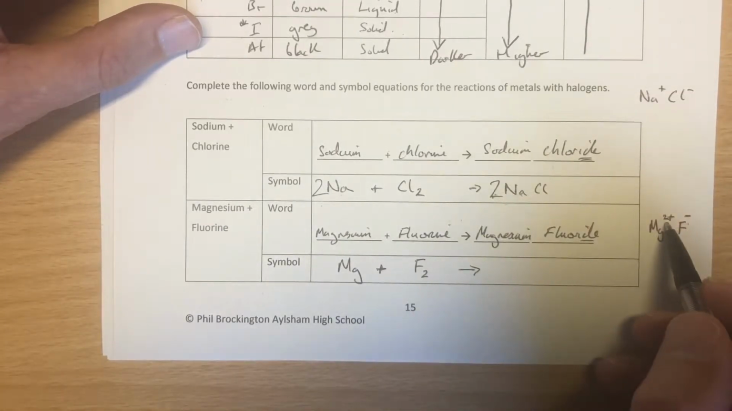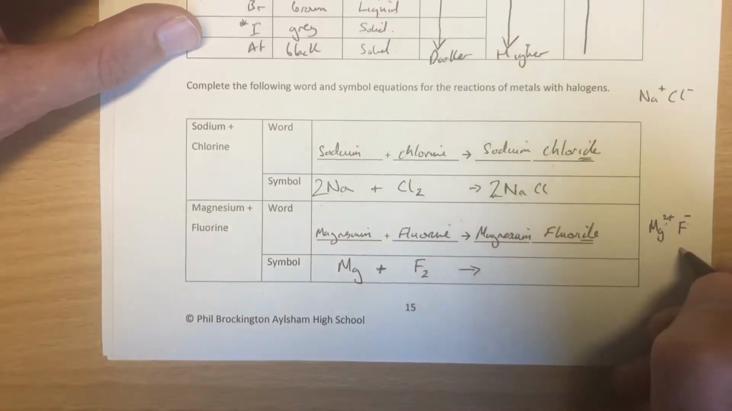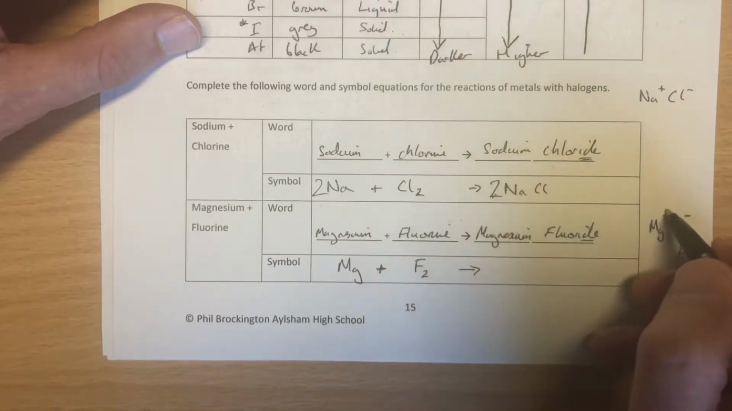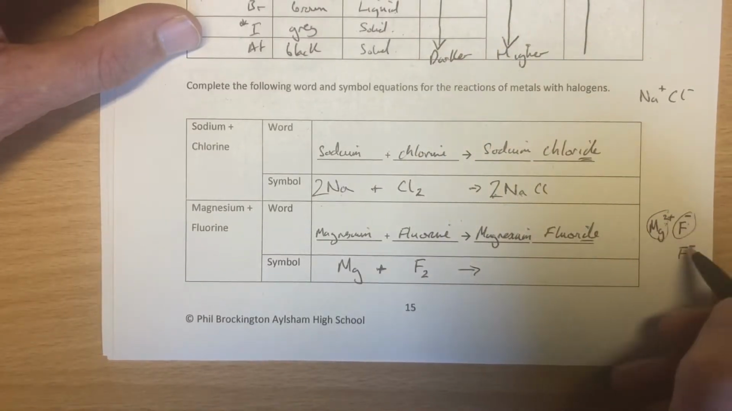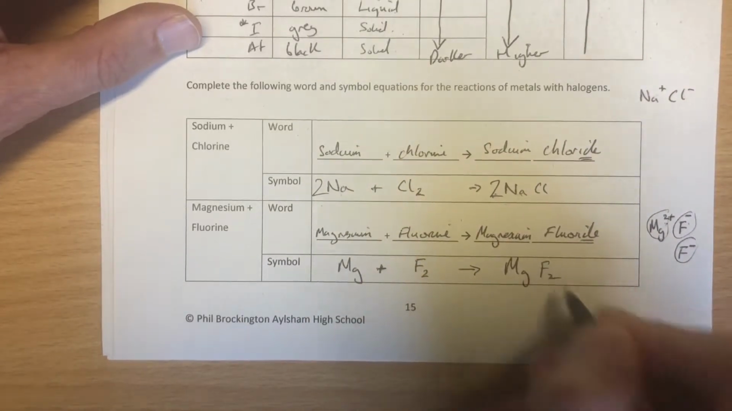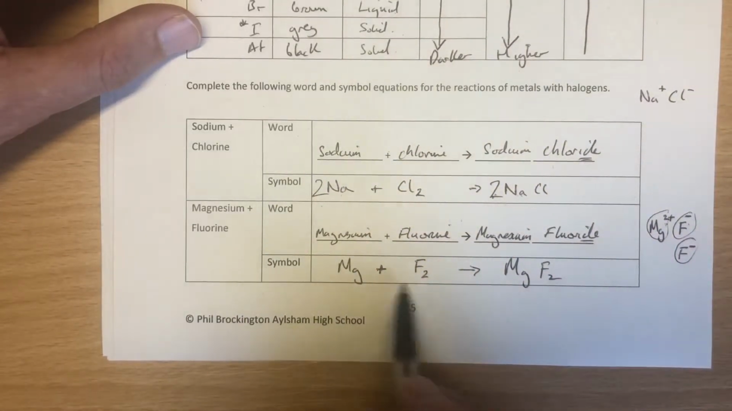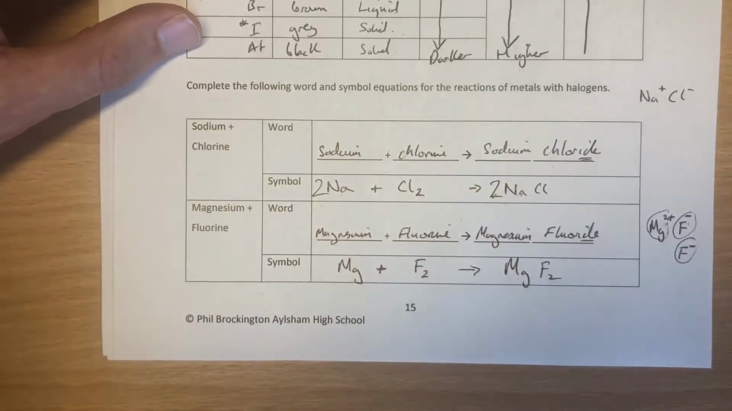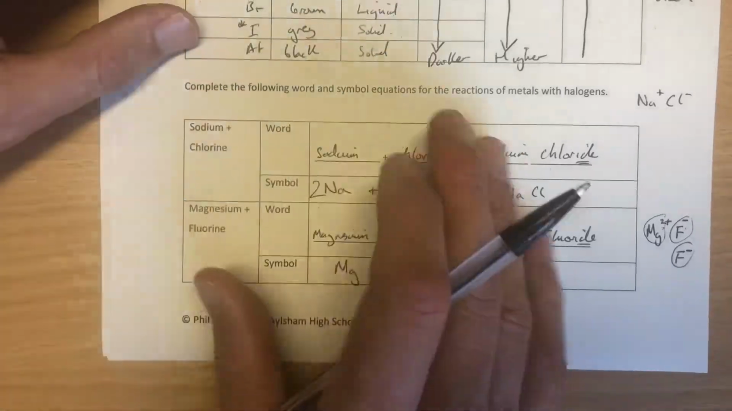Ask yourself the question, do we have more positives or more negatives, or are they the same? Here we've got 2 positives and 1 negative. We've got more positives. So to balance those out, we're going to need another negative. So now we've got 2 positives and 2 negatives. So the formula of this compound is MgF2. And now, balancing, 1 magnesium, 2 fluorines, 2 fluorines. Just so happens that equation is balanced.